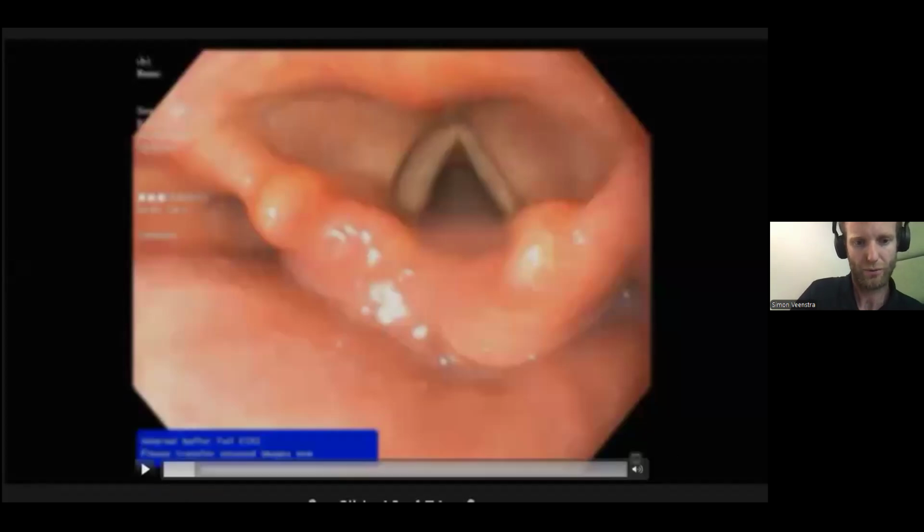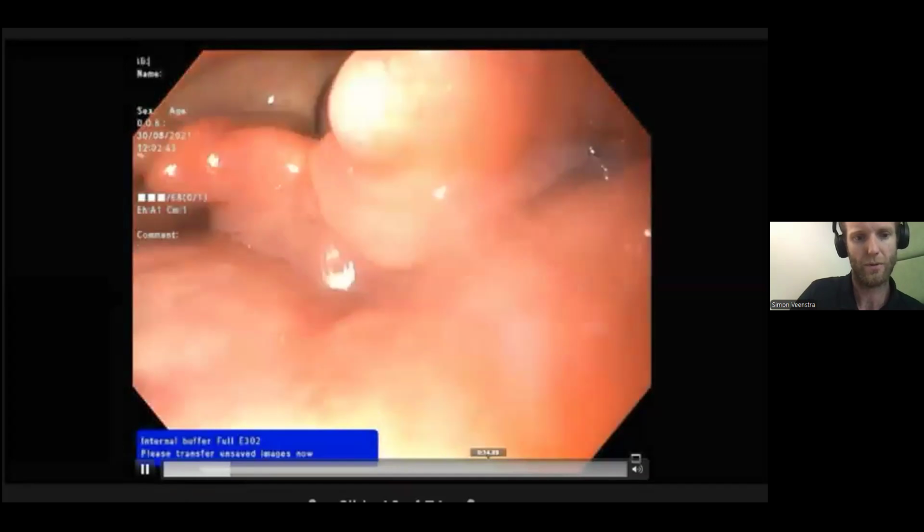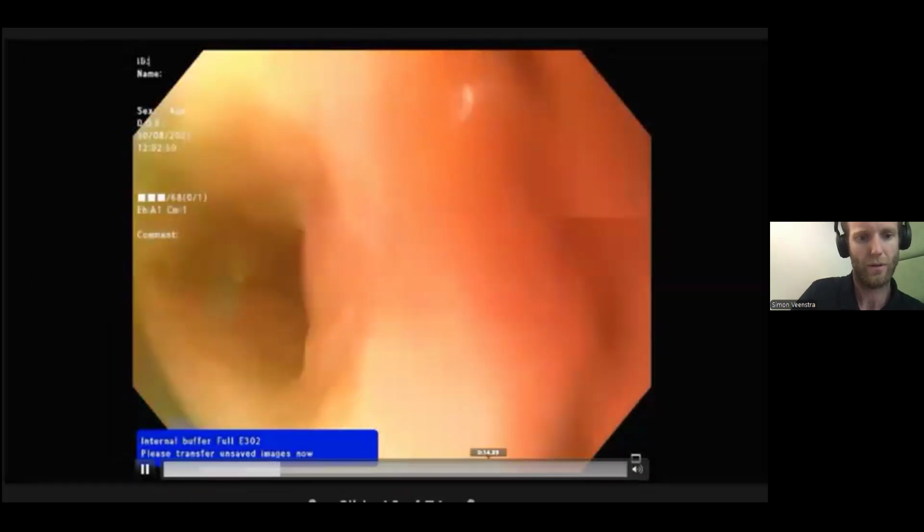Contrasted to this case, is this the right one? Was this the same one? Sorry.